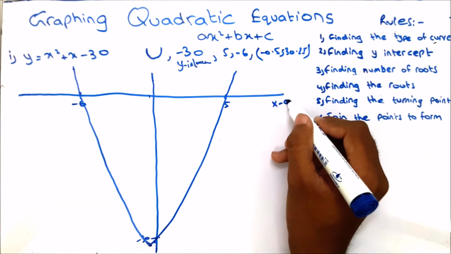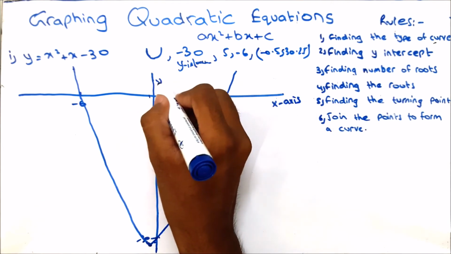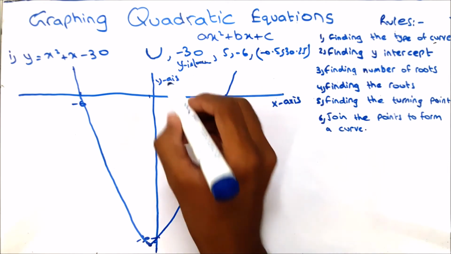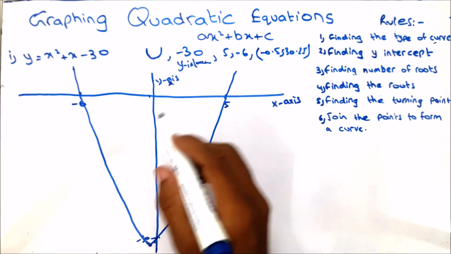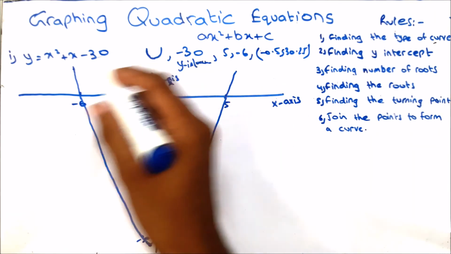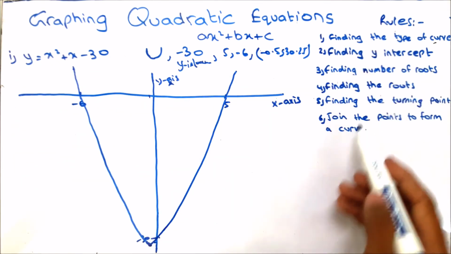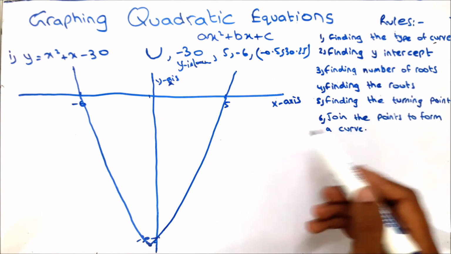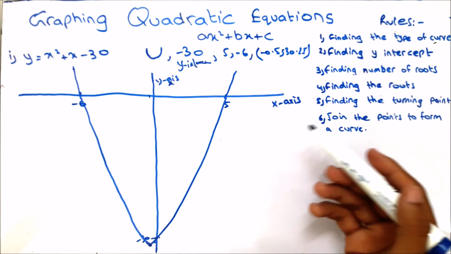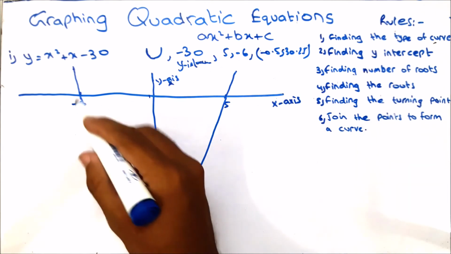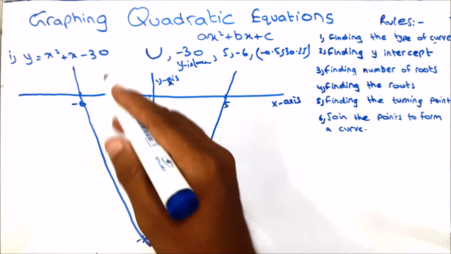That's the x-axis, that's the y-axis. Okay, so that's how we graph this quadratic equation by following all these rules. You need to memorize these rules to find these. If you don't memorize them, you will need to find these certain points to connect and form a curve.